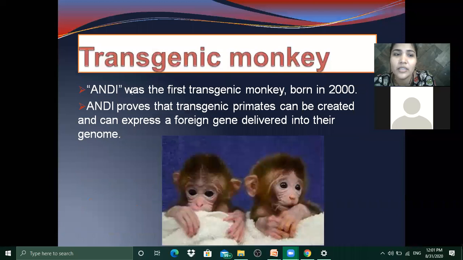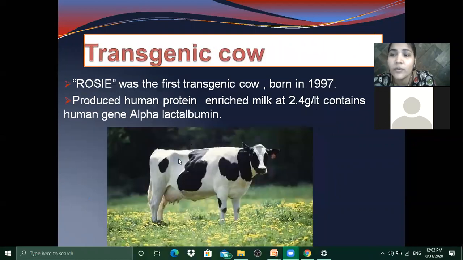Then transgenic monkey. ANDI was the first transgenic monkey born in 2000. And ANDI proves that transgenic primates can be created and gene expression of a foreign gene delivered into their genome. I don't have much of an idea of this because I have never learned many things about it. But yeah, I have learned about mice and their characteristics and how we can use these transgenic animals to make models for diseases.